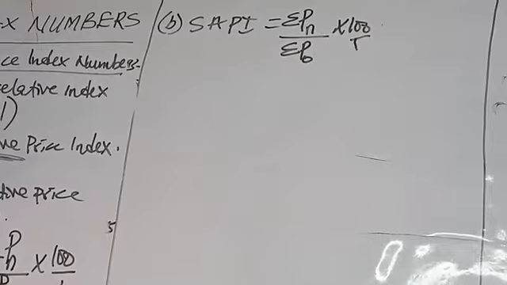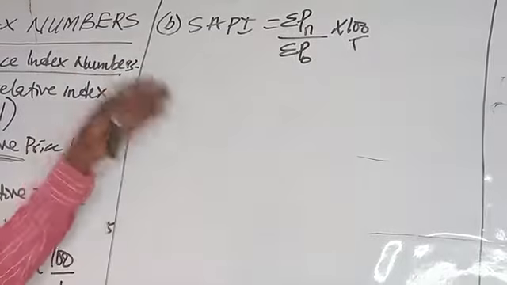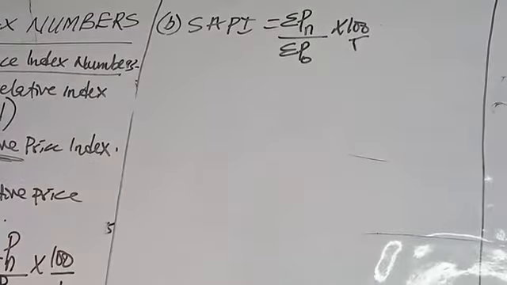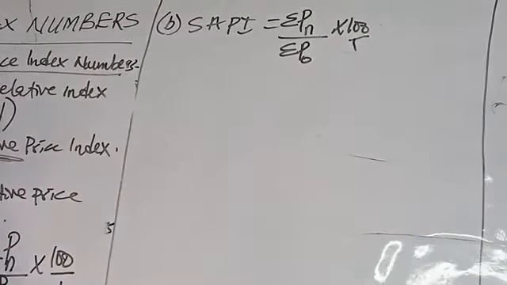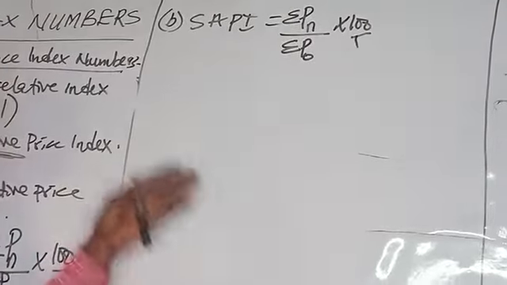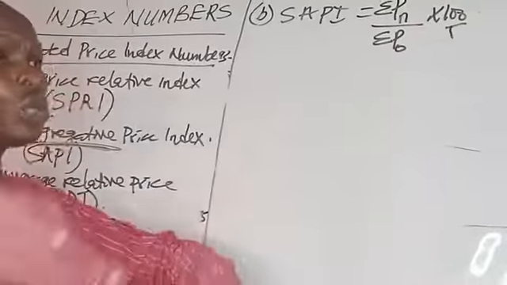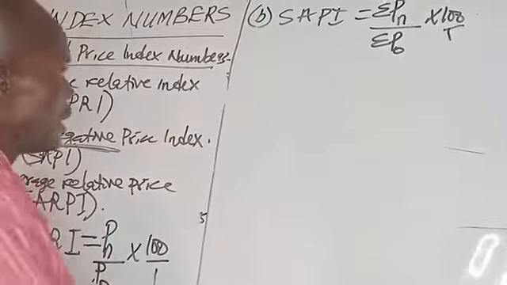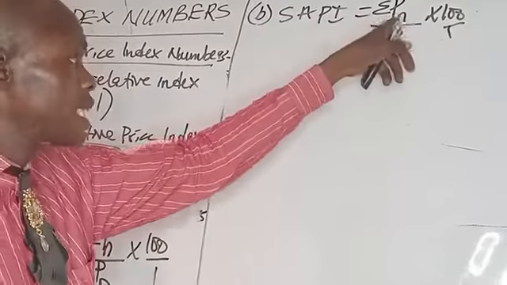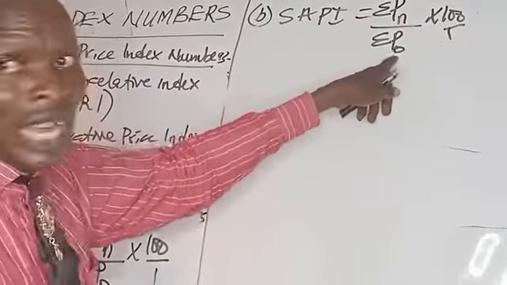I told you that the simple aggregative price index is the ratio of the total price of the commodities in the current year to its total price in the base year. That is the sum of the total price of a commodity in the current year to the sum of the total price of the same commodity in the base year. And remember, PN stands for the current year, while PO stands for the base year.